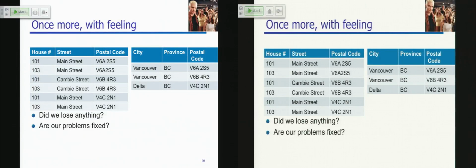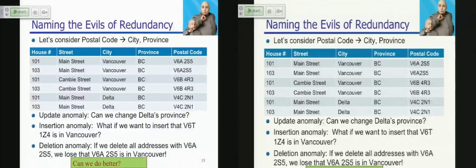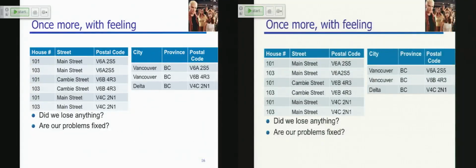Question? Could postal code also determine street? So the question is, could postal code also determine street? If I was given that information when I was doing my design, I would have made a different design. The reason why I have those two tables the way I have it is because of the functional dependency that I was given. If this dependency also said street, then I would also take street to the other side. Good question. Any other questions?